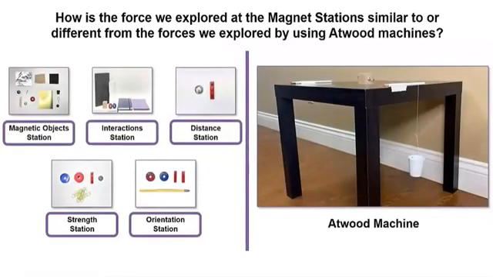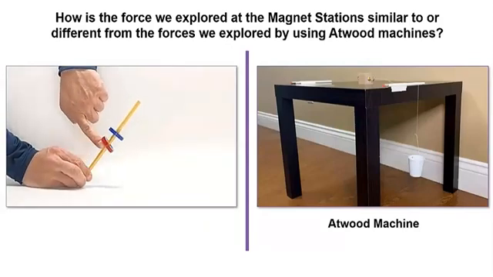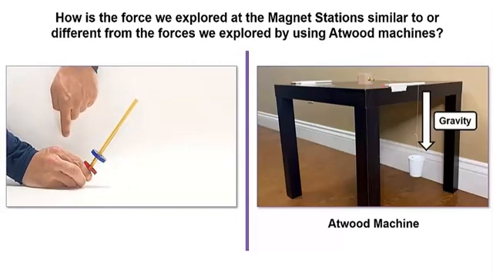How is the force we explored at the magnet stations similar to or different from the forces we explored by using Atwood machines? What do you think? Well, the forces are different because Atwood machines require objects to be in contact in order to exert a force, but magnets don't need to touch objects to make them move. However, the force we observed at the magnet stations is similar to gravity because gravity also doesn't need to touch objects. The force exerted by the magnets is called magnetic force.